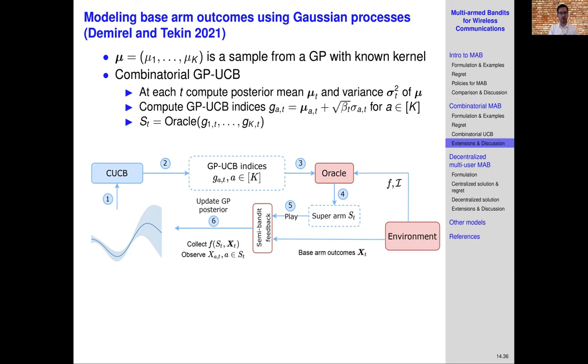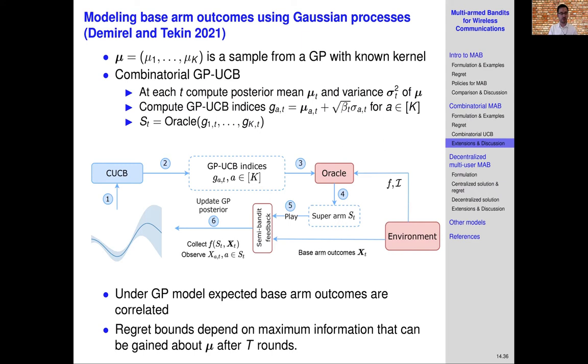So the algorithm at each round computes the posterior mean and variance of the base arm outcomes, and it computes GP-UCB indices for the base arms, which are equal to the posterior mean plus a constant times the posterior standard deviation for each arm. The computation oracle is then fed with the GP-UCB indices, and it returns a superarm to select. This superarm is selected, and afterwards its reward is collected, and the outcomes of the base arms in the superarm are used to update the posterior distribution of mu.